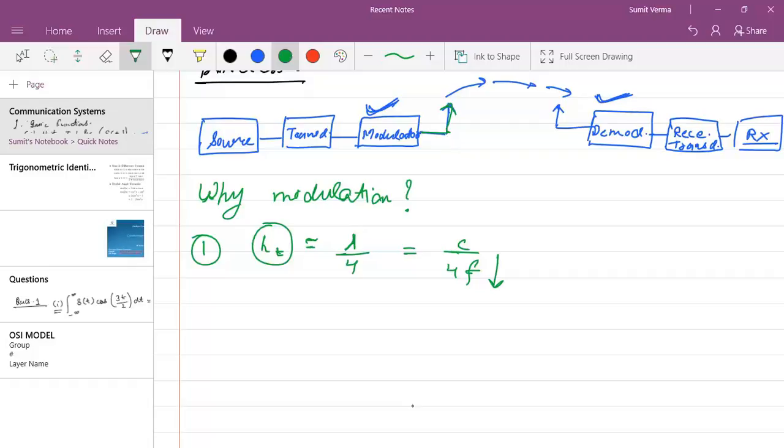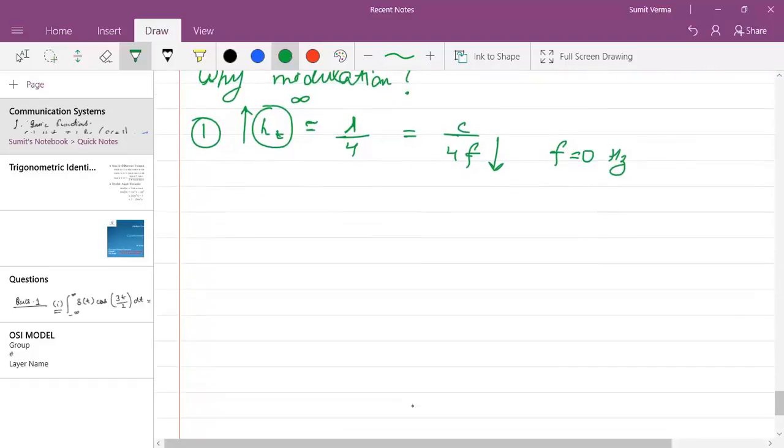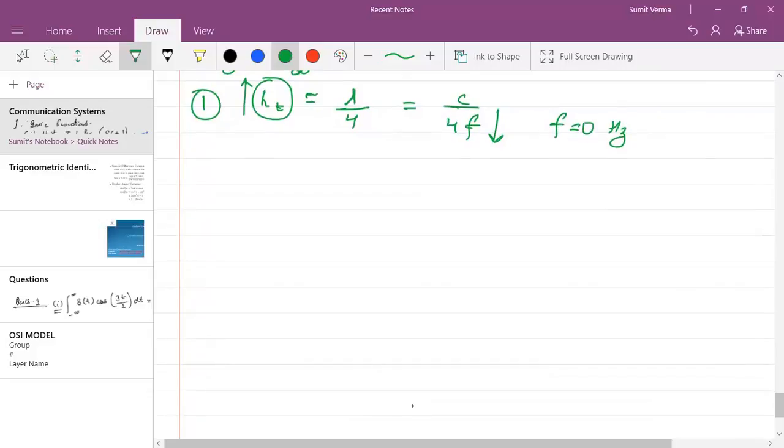This is less, then this is more. So ideally, if I want to transmit a 0 Hz frequency through my antenna, I'll need an infinite height antenna, which is practically impossible to have. So that is where the modulation comes into picture. So what will modulation do? Now we can see modulation simply as shifting your frequency.